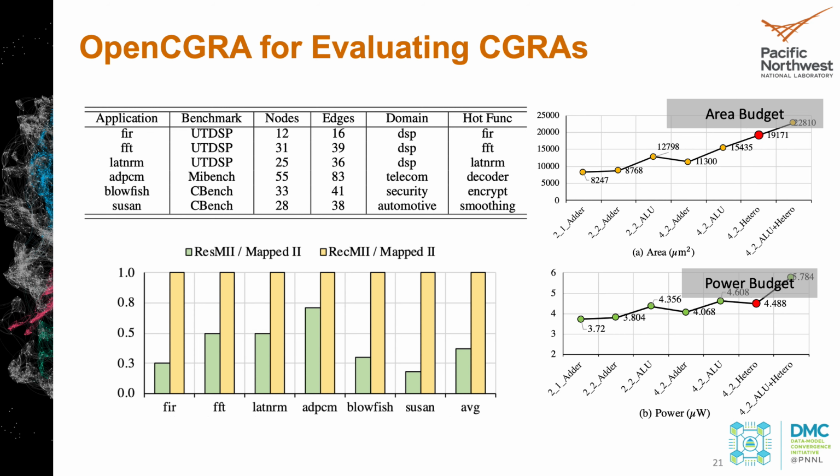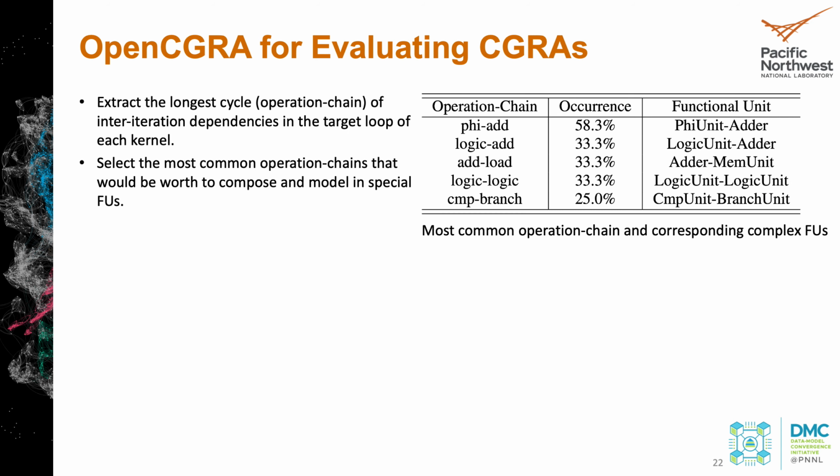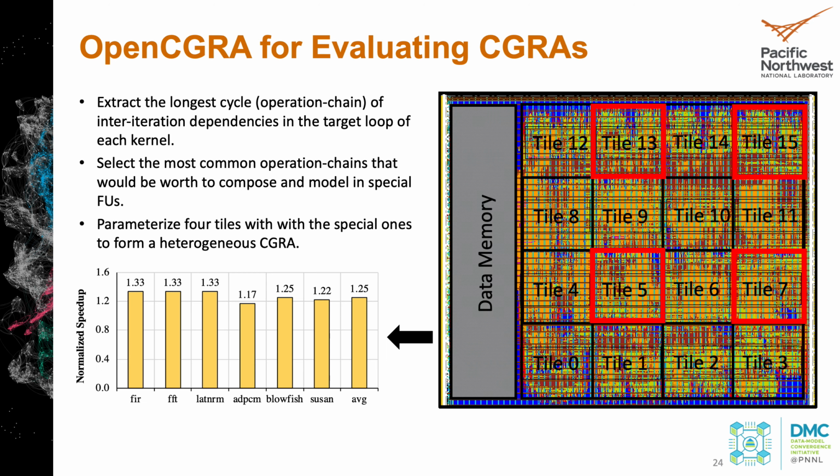We also illustrate a systematic way to design a heterogeneous CGRA. To be specific, we first extract the longest recurrence cycle in the DFG, and then we can design complex functional unit to execute the most common operation chains in single cycle. So this table shows what are the most common operation chains extracted from the representative application kernels. Afterwards, certain tiles of a homogeneous CGRA can be equipped with the complex functional unit to form a heterogeneous one.